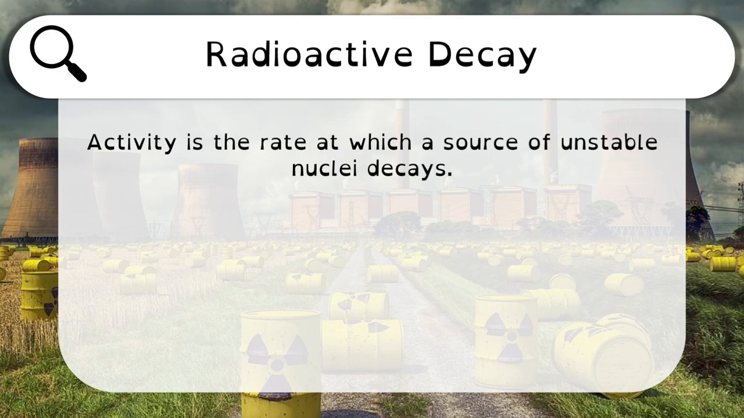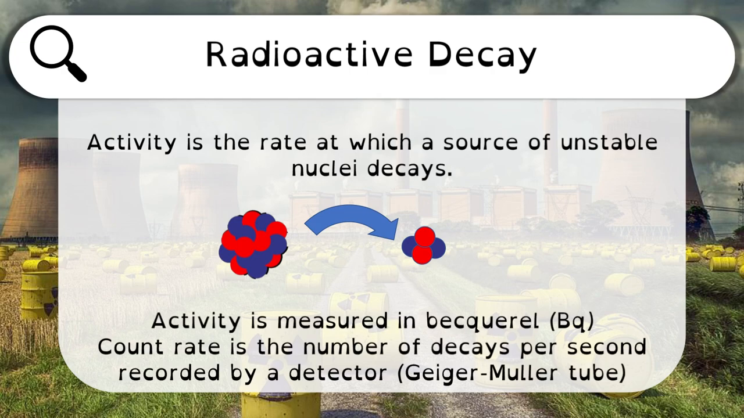But there's a name given to this, and that's the activity, and that tells us the rate at which the source decays. So here we have a radioactive nucleus, and it's decaying by giving off some radiation. Activity is measured in becquerels, or capital B, small q. It's slightly different to count rate. Activity is how many decays per second that are being released in all directions.